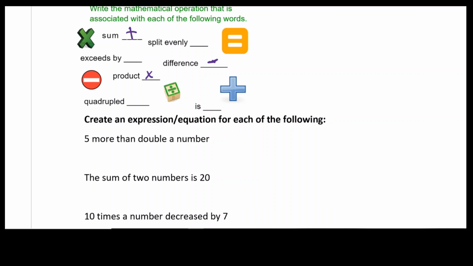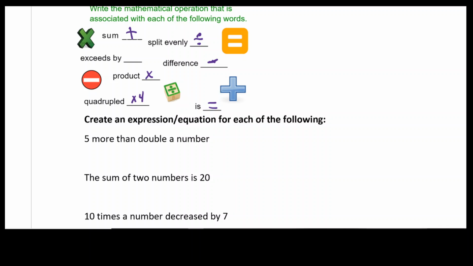If people are splitting something evenly, I'm usually thinking about dividing that up between those people. If something's being quadrupled, then you've got to multiply it by 4. "Is" has to do with the most important mathematical symbol there is. If something is something else, it means we're probably going for it's equal to something else. The last one there that I haven't filled in is "exceeds by."